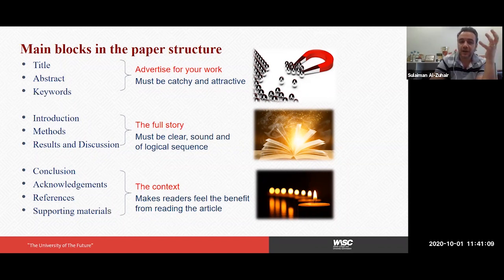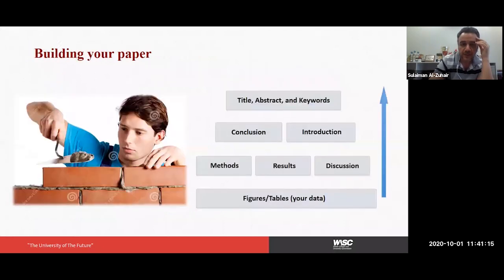So if I read the article, or from the conclusion, it says, yeah, that's what I get out of reading this particular piece. So when you build your paper, you build it from downward upward. So you start with your results and your figures and tables. You go after that to write the methods and your results and discussions. Then you add the conclusion and introduction. And finally, you put your title, abstract, and keywords. So you go as if you are building a wall.